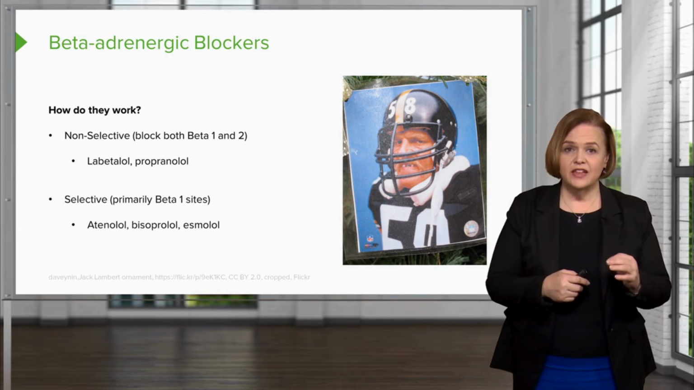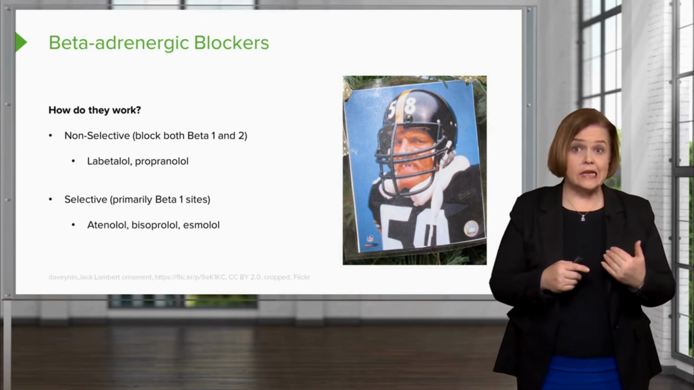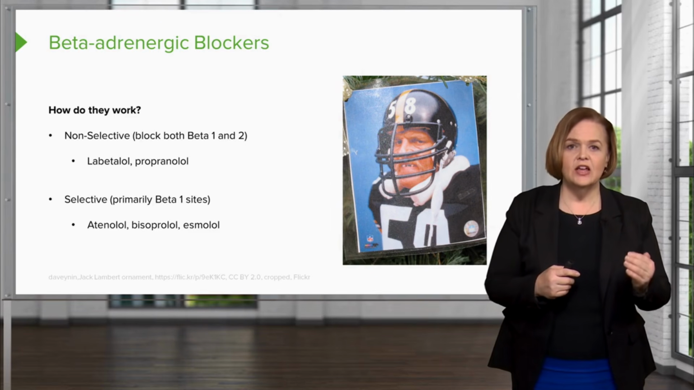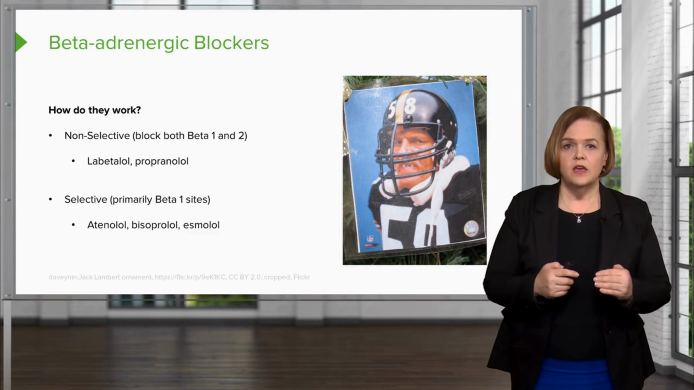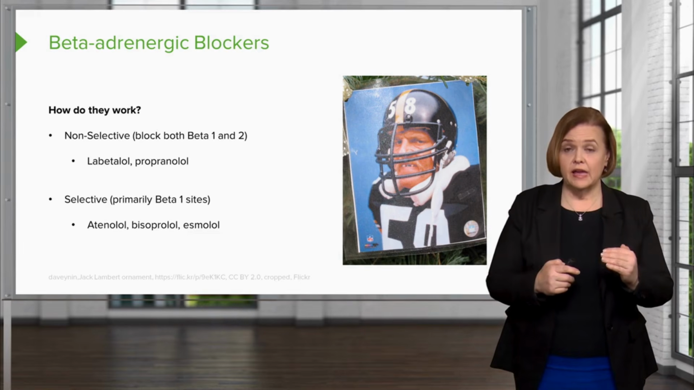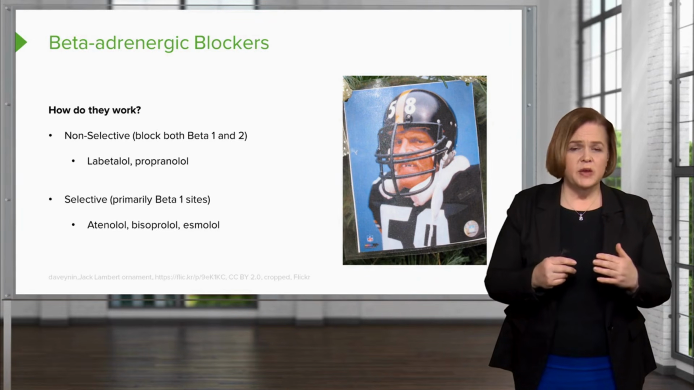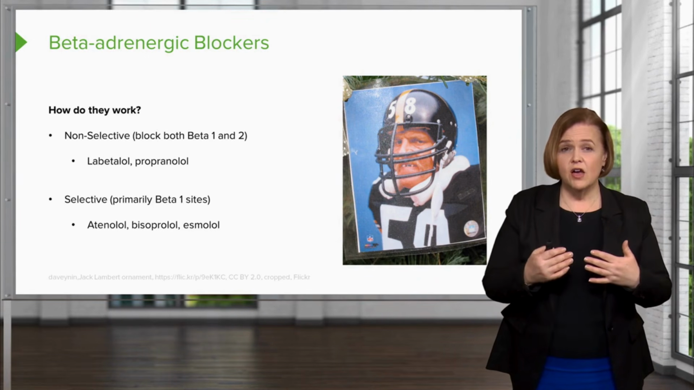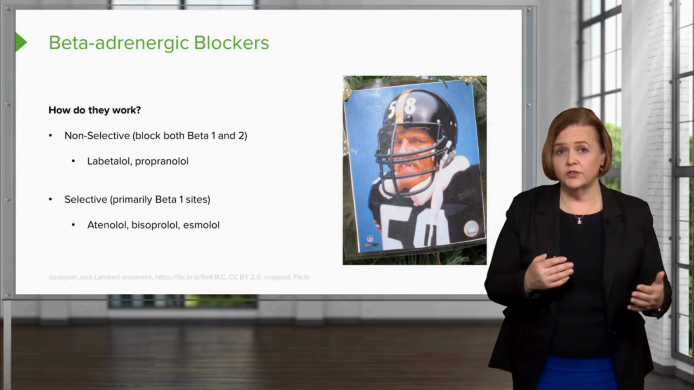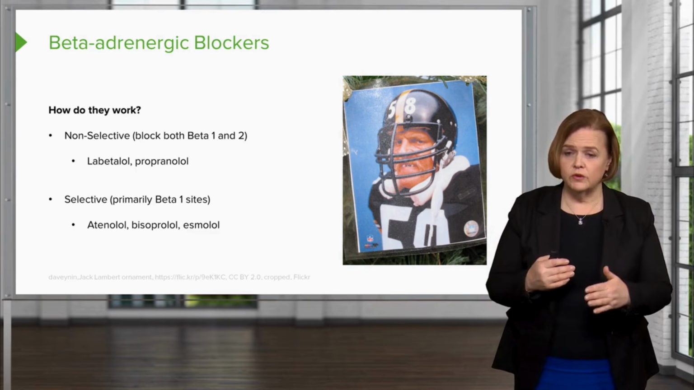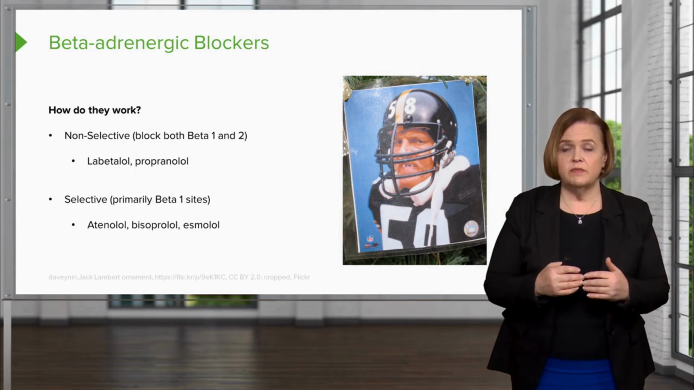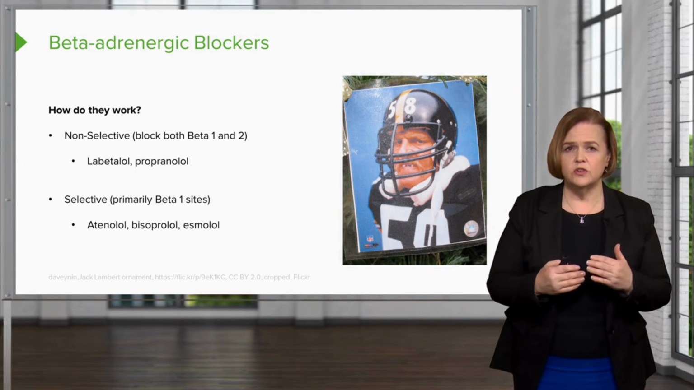Now the ones that are selective, these guys are a little newer and a little more expensive. Atenolol, bisoprolol, and esmolol. Okay, but also keep in mind that even if it's supposed to be selective, with certain patients and different times, they may also have beta 2 stimulated also. The goal is primarily beta 1, but it's not exclusively beta 1 depending on how the patient is doing.